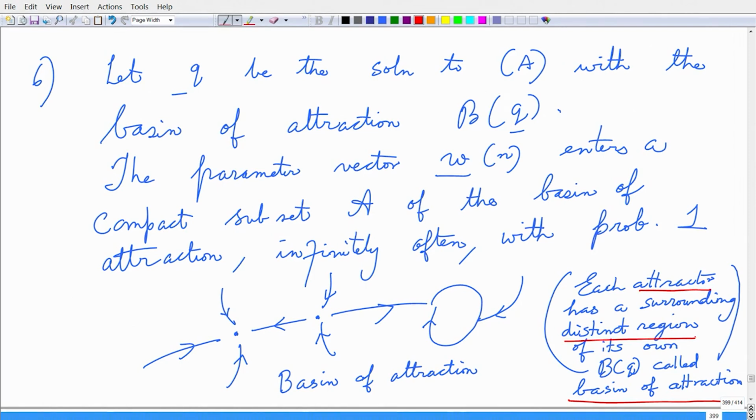Okay. Now, the parameter vector W of n enters a compact subset given by script A of the basin of attraction infinitely often with probability 1. That means, I may go with several random realizations, and if I am through this trajectory, I land with probability 1 to the attractor when I am shifting around the basin of attraction. Okay. So, this is an important result.